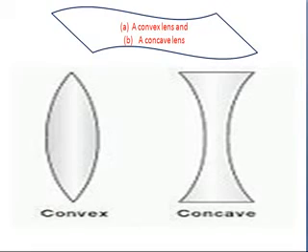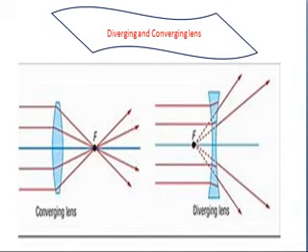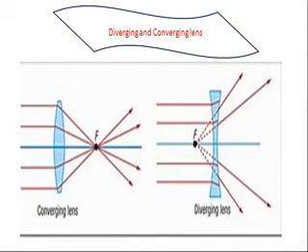Now, when we come to the properties of these lenses, the convex lens is convergent, it is converging, and the other lens, which is the concave lens, is diverging. So, we see a convex lens converges, bends inwards, the light generally falling on it, and therefore, it is also called a converging lens. On the other hand, a concave lens diverges, that is bends outward, the light, and it is called the diverging lens.